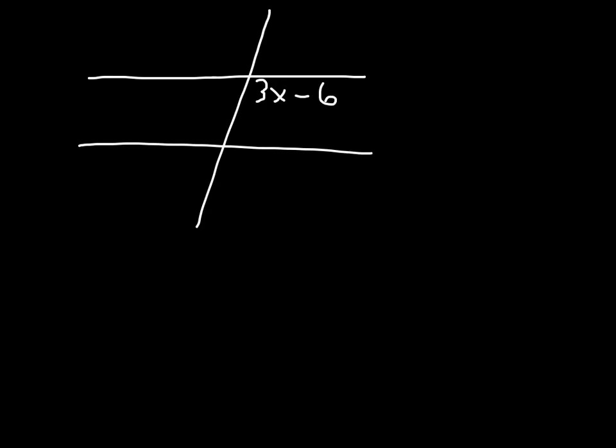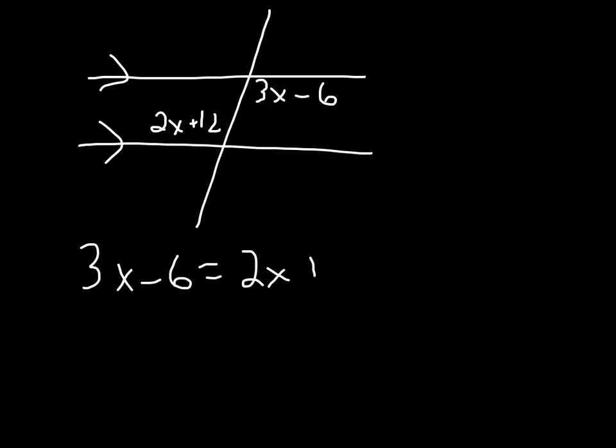So you can be given many problems that have algebraic relationships. Be given algebraic expressions, and from that you have to determine the measure of various angles. So if I gave you this with these two lines being parallel, if I said find x, you could say 3x minus 6 equals 2x plus 12. Solve for x, so x equals 18.